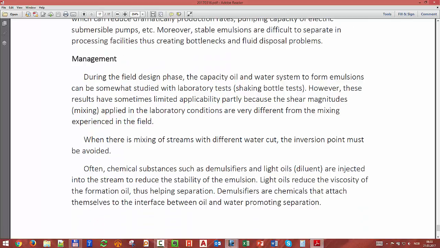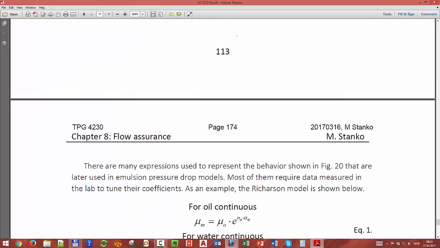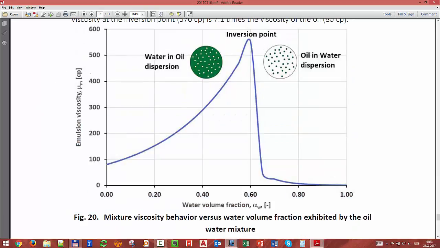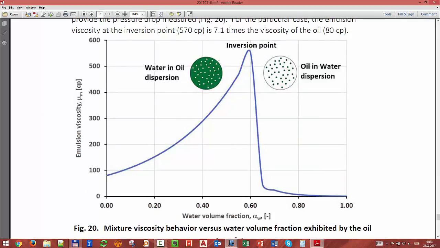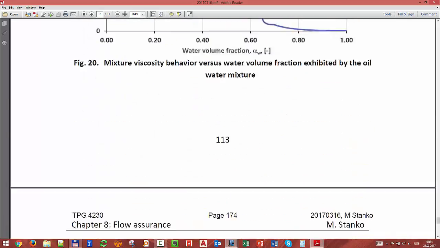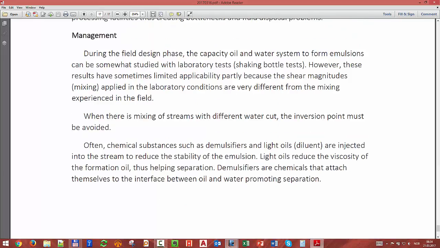And for management, we have demulsifiers and everything that prevents it. Maybe I mentioned it last class also, but just to refresh: what happens here is that you change from a water-in-oil dispersion to an oil-in-water dispersion. When you go through the inversion point, you change from one distribution to the other. And that was all.